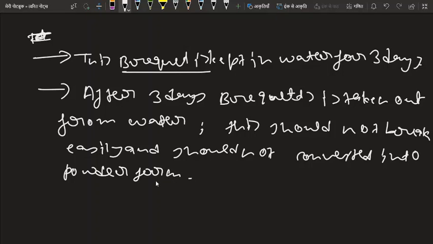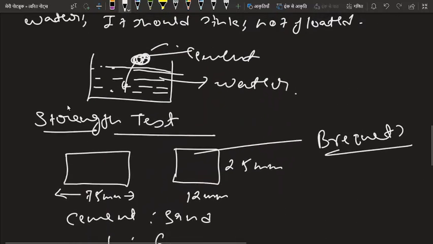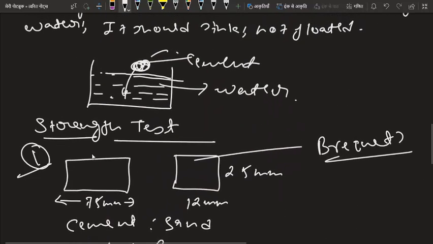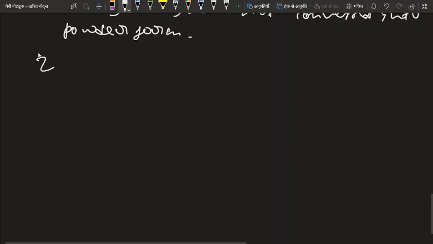What is the strength test? We take briquettes of 75 mm by 25 mm by 12 mm. Then we put these briquettes in water for 3 days. After 3 days, when we take out the briquette from water, it should not break easily and should not be converted into powder form. This is the first type of strength test. Now we will discuss the second type of strength test of cement.